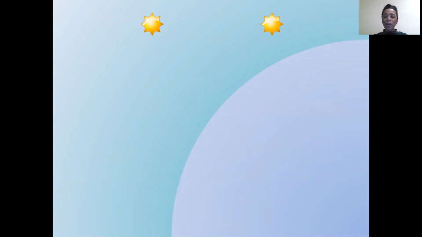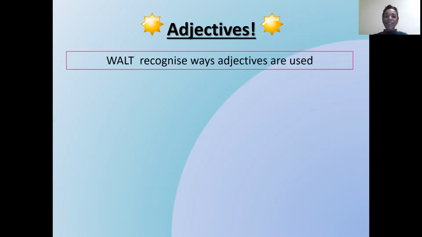Well done if you guessed adjectives, because you are correct. So today's WALT is we're going to recognise ways that adjectives are used. I'd like you to write down the WALT in your home learning book now. Great, we're ready to move on with the lesson now, Year 4.